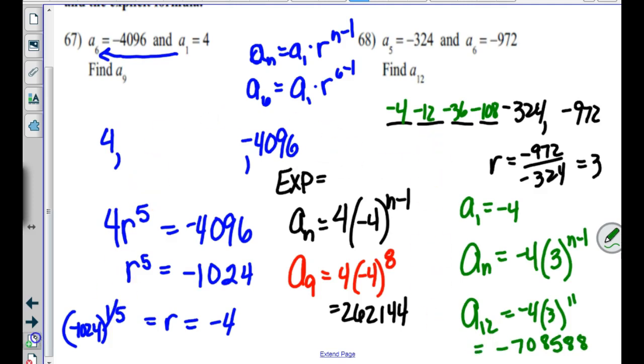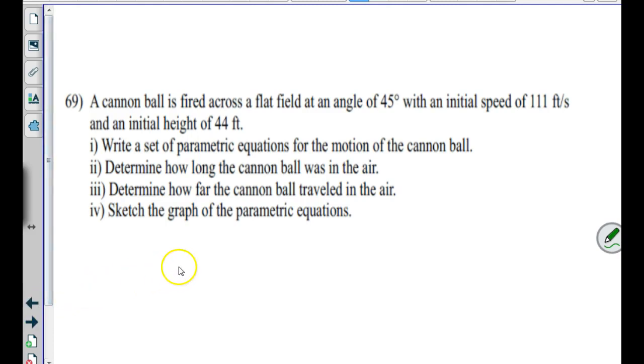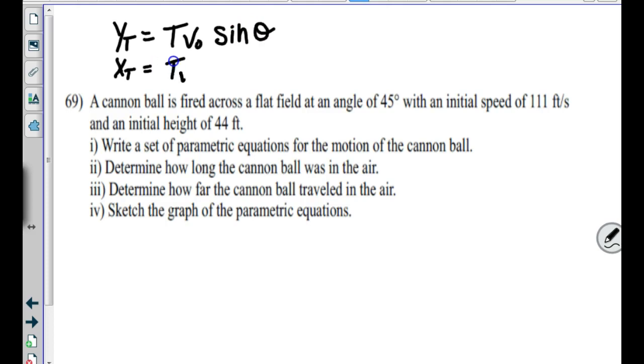All right. There is a question like this, and it gives you the formula right next to the problem. The formula would say x of t and y of t. y of t equals t v sub 0 sine theta, and x of t is t v sub 0 cosine of theta, minus 16t squared plus h sub 0. Okay, that's right next to the problem. I didn't put it on the reference sheet because I just put it in the problem.